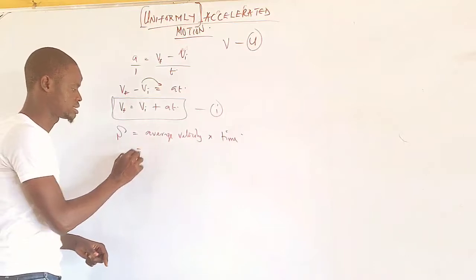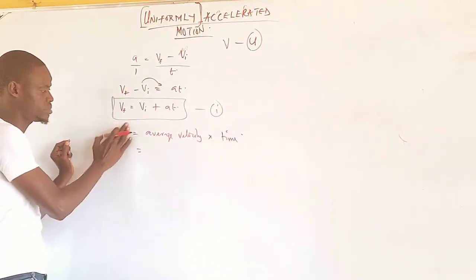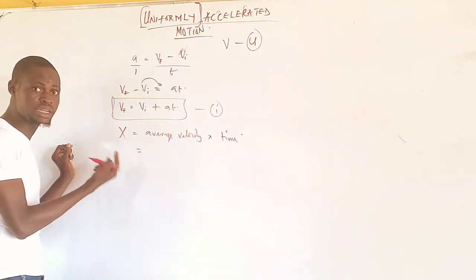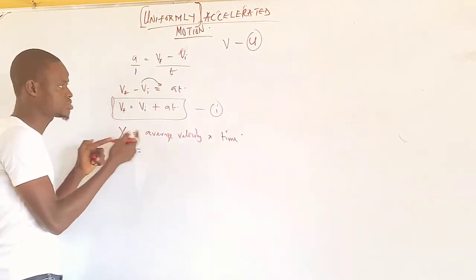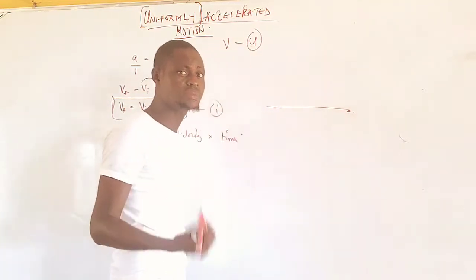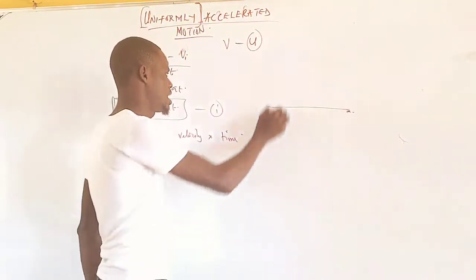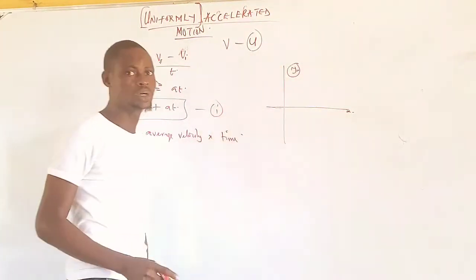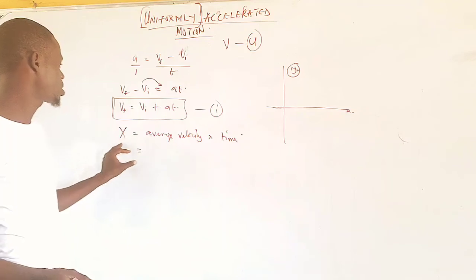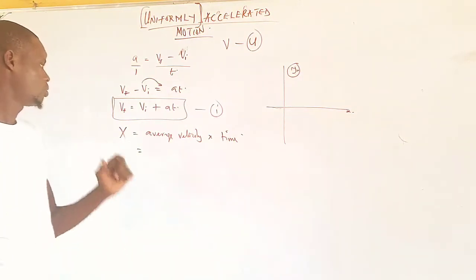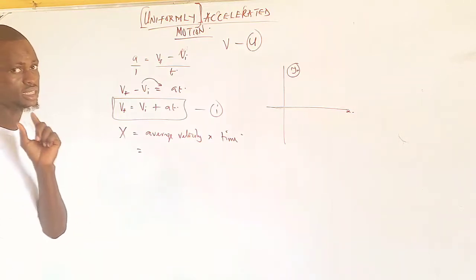Now, take a look at this. Let me use this x here to represent my distance altogether. This x represents my distance along the x-axis. If I want to represent my distance along the y-axis, I can use y. This y will represent my distance along the y-axis. So x represents our distance along the x-axis altogether.